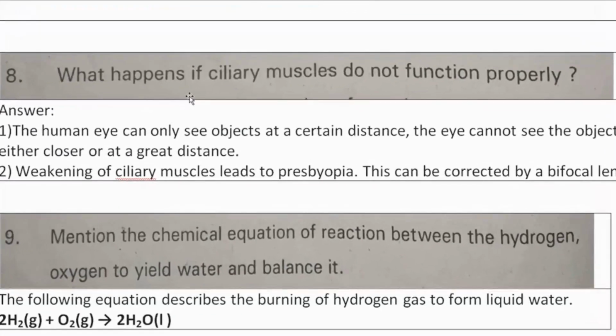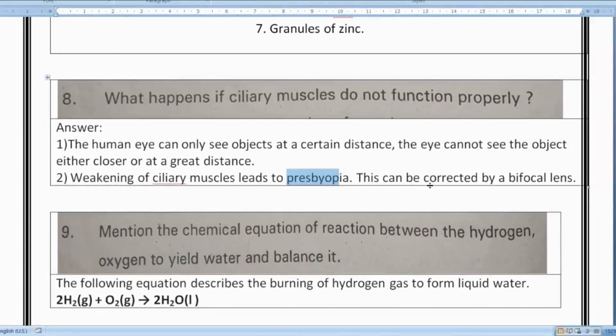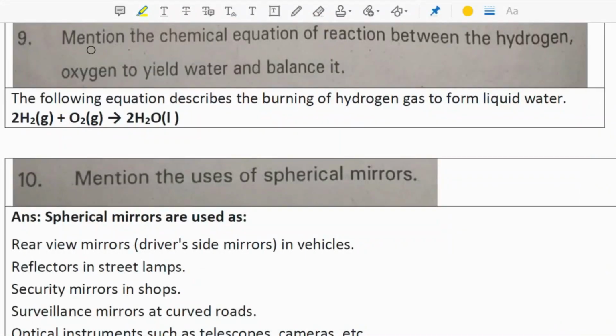We'll see the eighth question now. What happens if the ciliary muscle does not function properly? The human eye can only see objects at a certain distance. The eye cannot see objects which are closer or at a great distance. Weakening of the ciliary muscle leads to presbyopia. This can be corrected by a bifocal lens. Ninth question. Mention the chemical equation of a reaction between hydrogen and oxygen to yield water and balance it. So 2H2 plus O2 gives 2H2O.